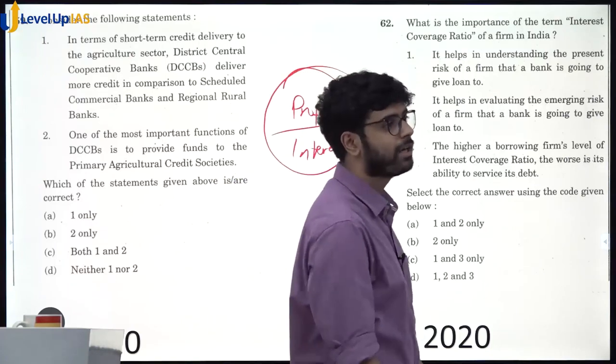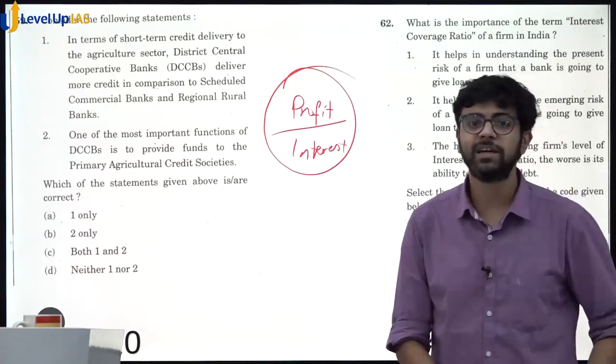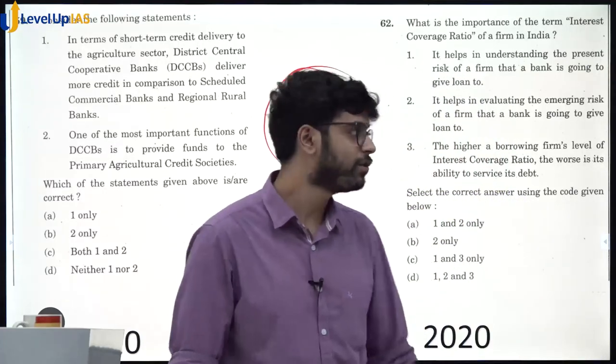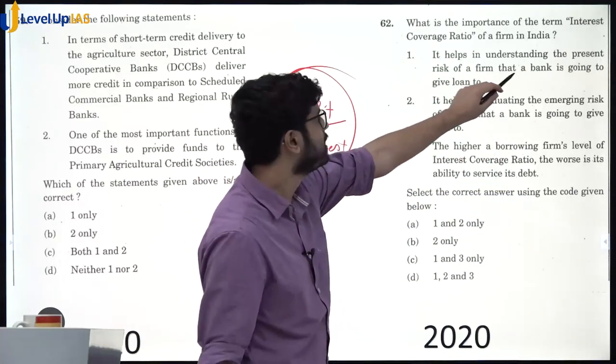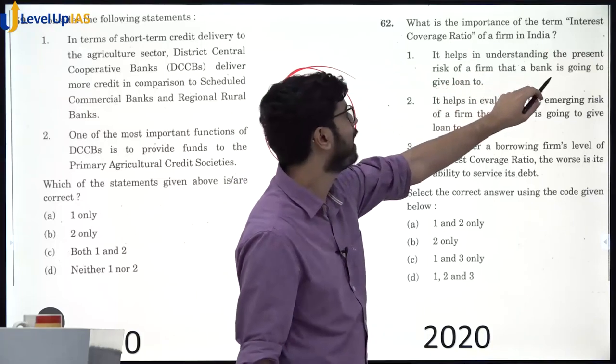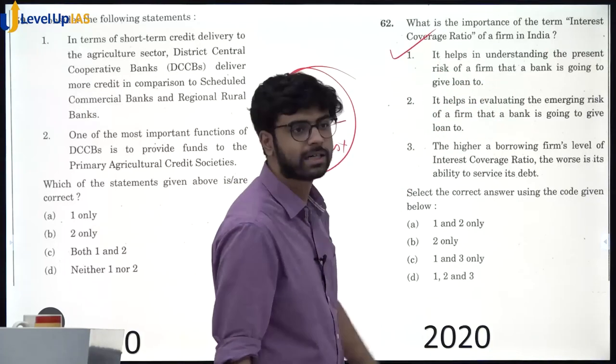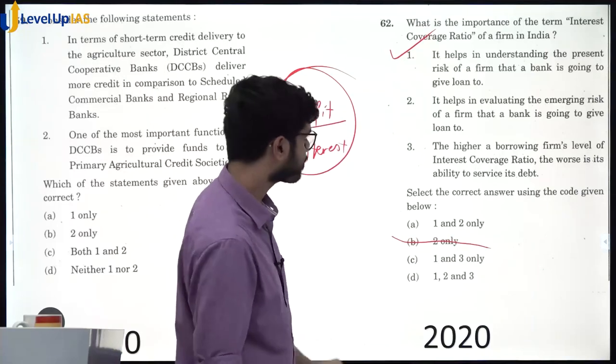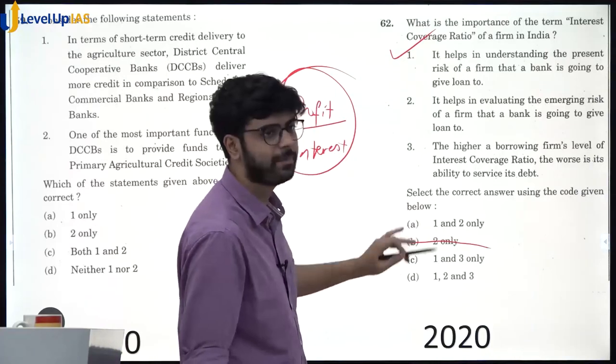When you go to banks to take a loan, banks will see whether you are credit worthy or not. Banks will see whether you will be able to service or not. So it helps in understanding the present risk of a firm that a bank is going to give loan to. Yes. Theek hai? One is there, two gets eliminated. Yes or no? One is right. So two only gets eliminated.